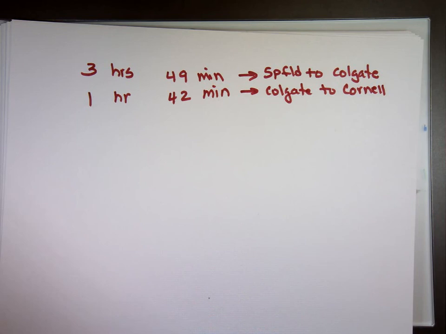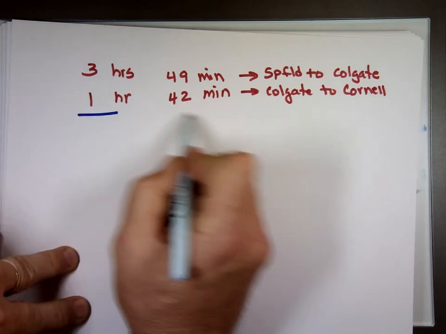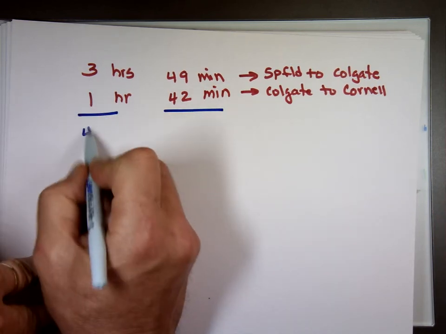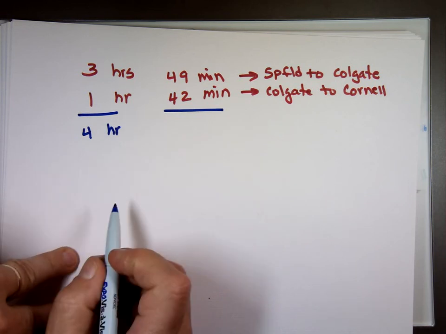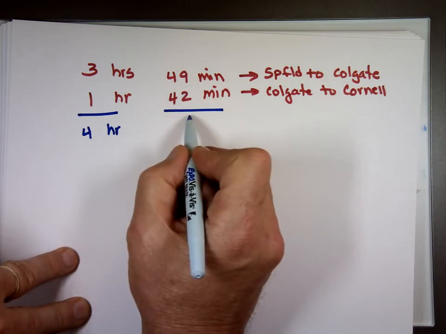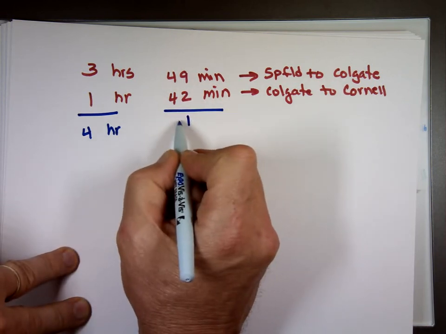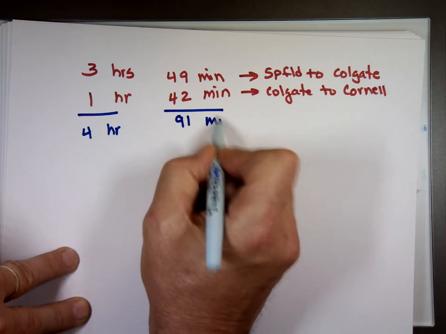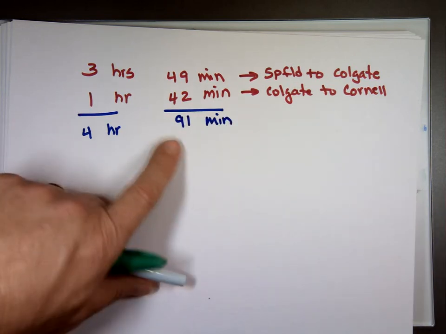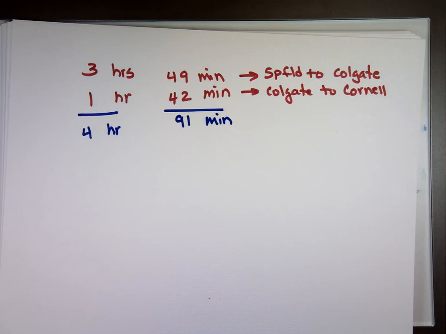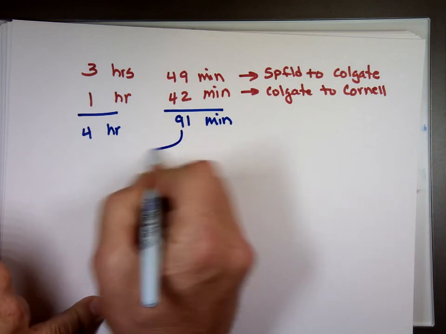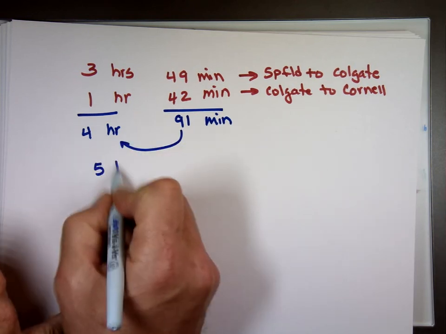Well, we can add the hours and we can add the minutes. The hours are what? 4 hours. And how many minutes? 49 and 42 is 91 minutes. Now 91 minutes is more than an hour. An hour and 31 minutes, right? So if I take a 1 to this side, it took me 5 hours I drove and 31 minutes.